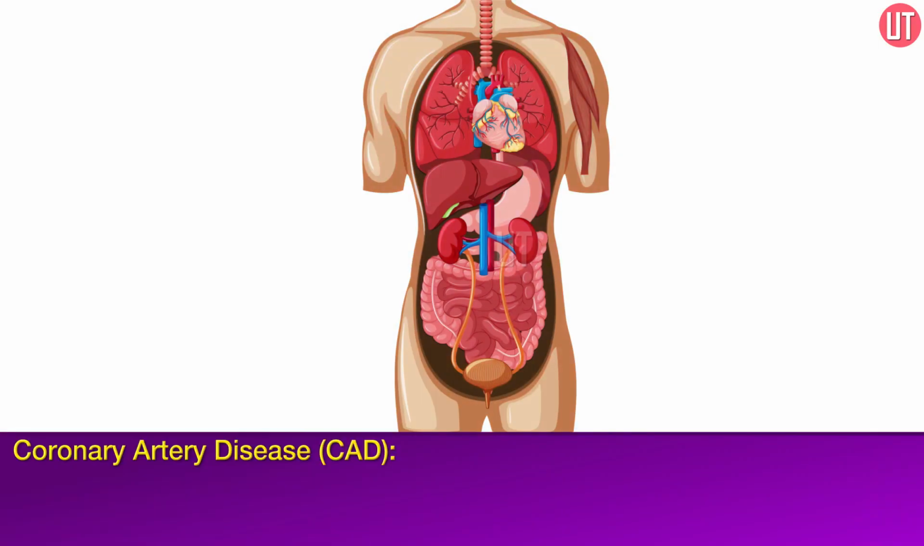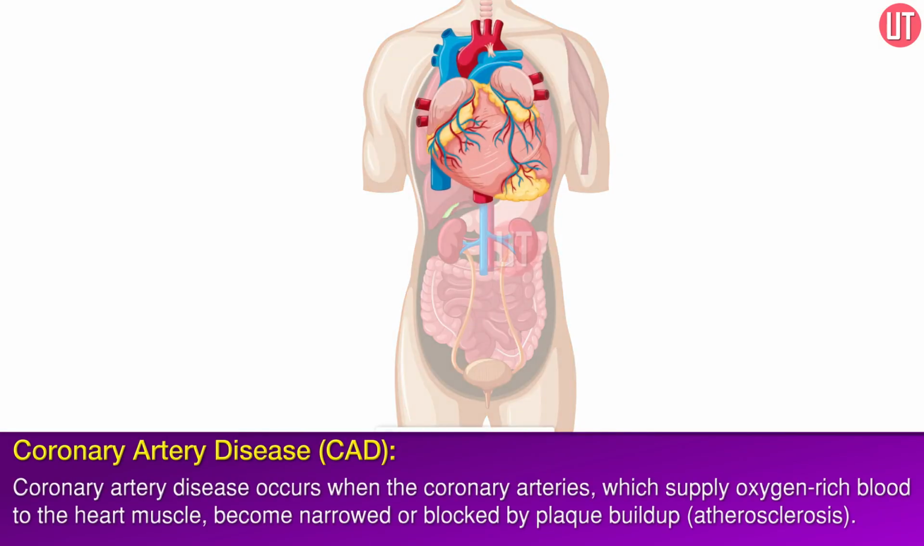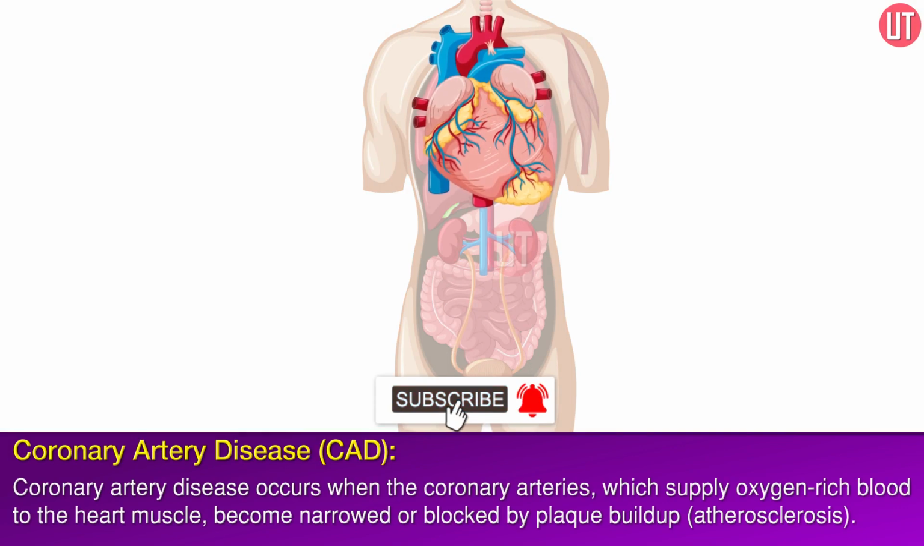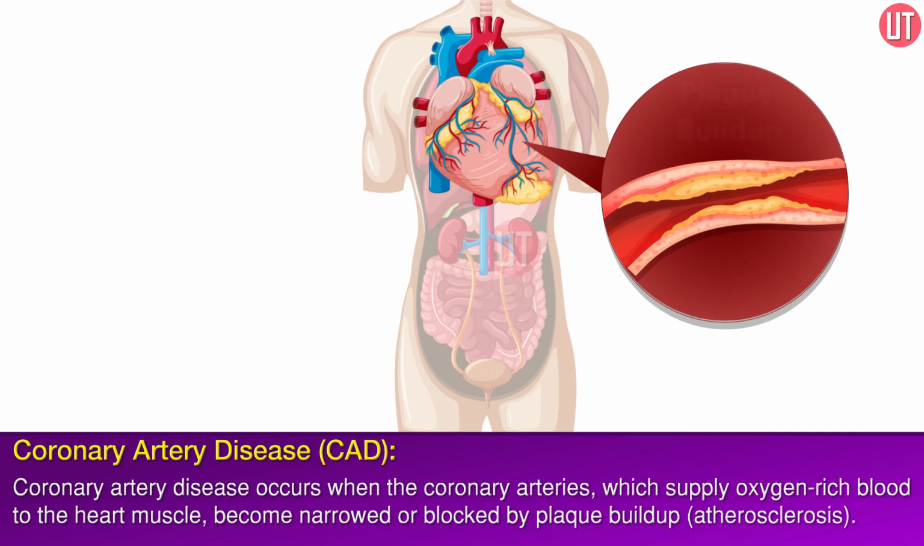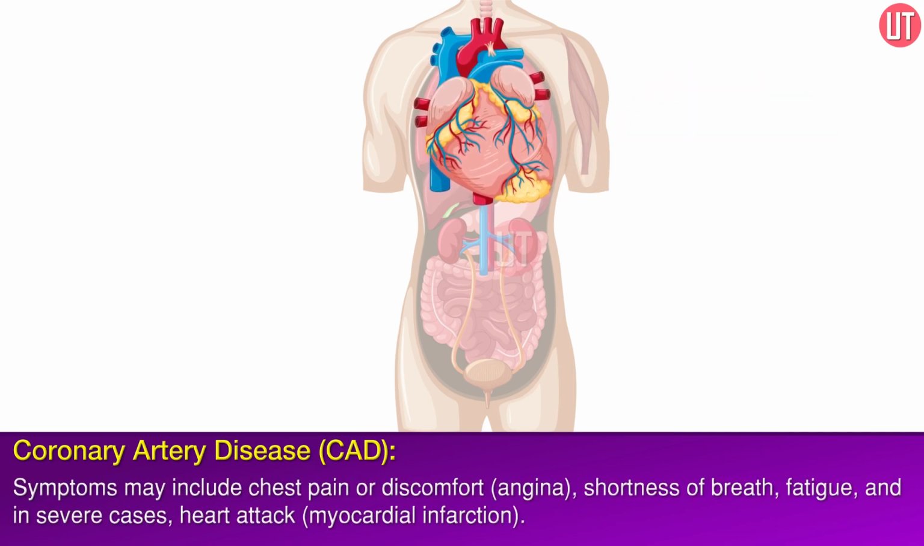Coronary artery disease. Coronary artery disease occurs when the coronary arteries, which supply oxygen-rich blood to the heart muscle, become narrowed or blocked by plaque buildup, atherosclerosis. Symptoms may include chest pain or discomfort, angina, shortness of breath, fatigue, and in severe cases, heart attack, myocardial infarction.